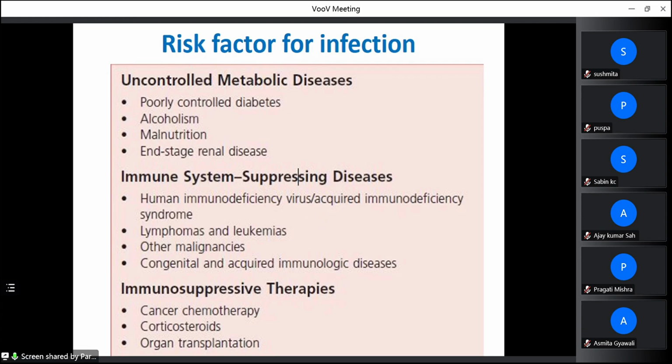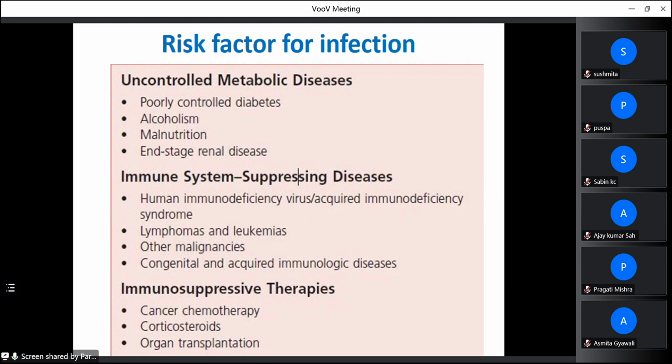Another reason is alcoholism, malnutrition, or end-stage renal disease. In all these cases, the chance of space infection is more. Another reason is immune system suppressing disease like HIV positive or AIDS patients, lymphoma, and leukemia, where the blood cells are produced but they are not normal. So there is a qualitative defect. In blood cancer, the cells are produced, but all of them are abnormal and cannot function normally, so the chance of infection is again more.